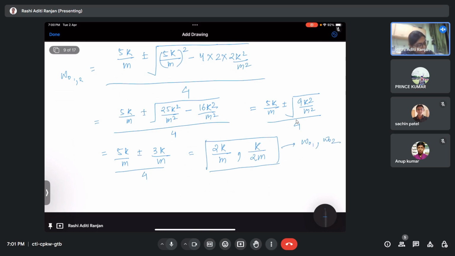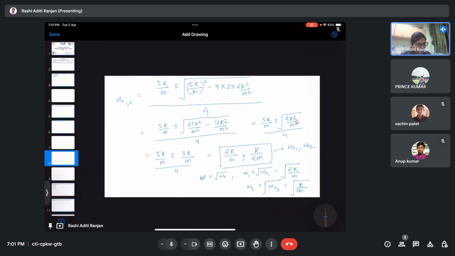Correct? Now, since my omega was equal to under root of omega naught, my omega 1 will be equal to under root of omega naught 1, which will be under root 2k by m, and my omega 2 will be equal to under root of omega naught 2, which will be k by 2m. Now, I don't think I need to even discuss why I'm not taking a negative value after the root, because natural frequency can never be negative. Frequencies can never be negative. It should always be positive, right? So these are my two frequencies.